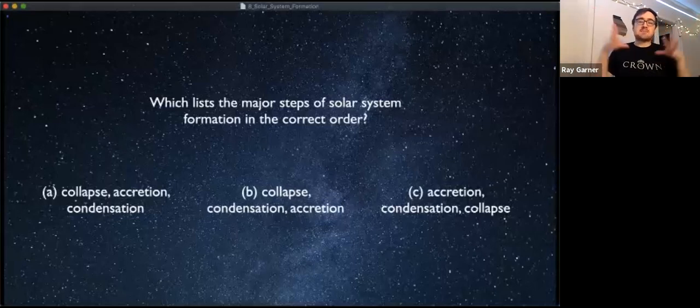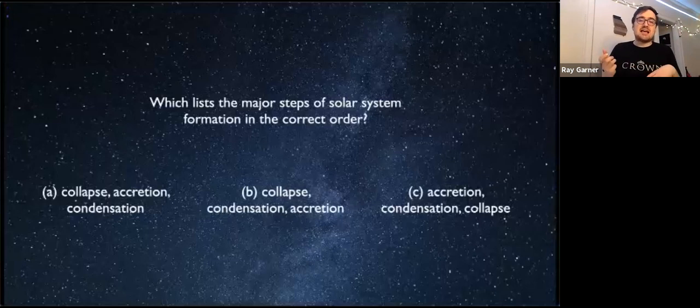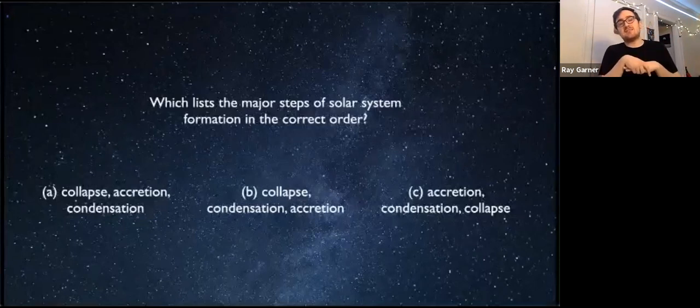Remember, the whole thing has to collapse from the interstellar cloud. Then material has to condense out of the disk. And then finally those seeds will then be able to undergo accretion and grow to their present day sizes.